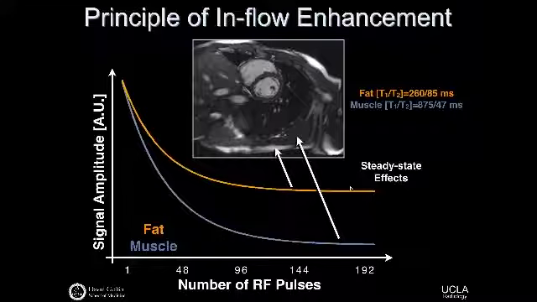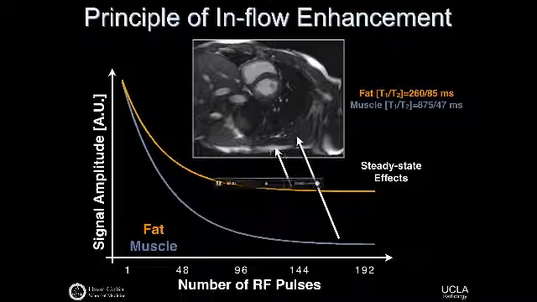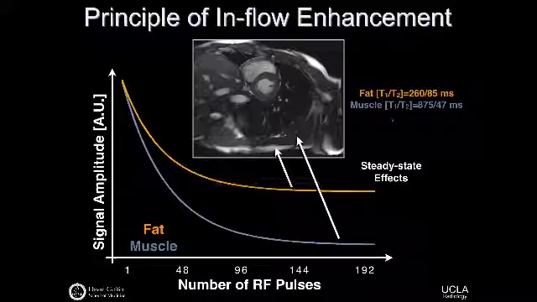And so we can see that the fat signal sort of dies off, but it's still relatively bright because of its relatively short T1. And the muscle signal also decays as we play more and more RF pulses, but it reaches a steady state, but it's a lower steady state because it has an even longer T1.